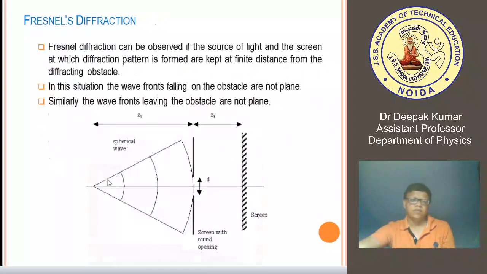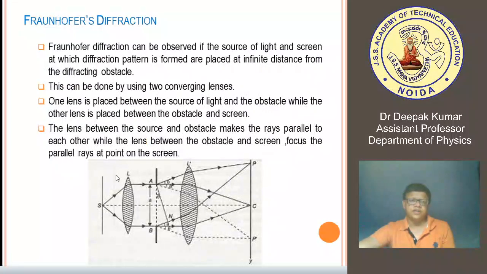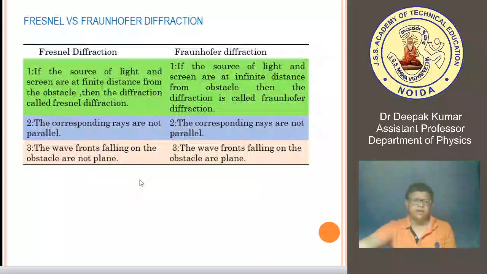If I compare both these Fresnel and Fraunhofer classes of diffraction, I can easily say that in case of Fresnel diffraction, if the source of light and the screen are at finite distance from the obstacle, then the diffraction is called Fresnel diffraction. And if the source of light and the screen are at infinite distances from the obstacle, then the diffraction is called Fraunhofer diffraction. The corresponding rays are not parallel in case of Fresnel diffraction, and the corresponding rays are parallel in case of Fraunhofer diffraction.